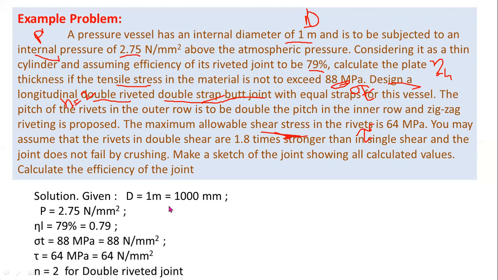Here, for double riveted joints, you have to consider n equal to 2. The given question is a double riveted double strap butt joint. These two are the double riveted double strap butt joints.